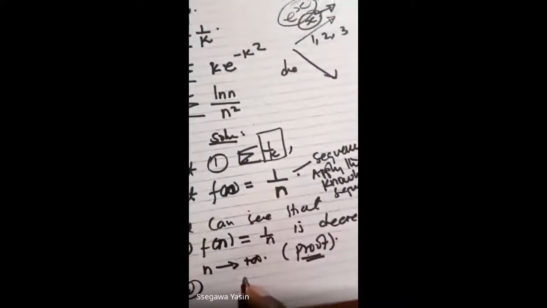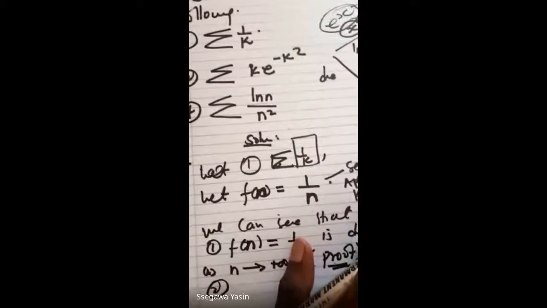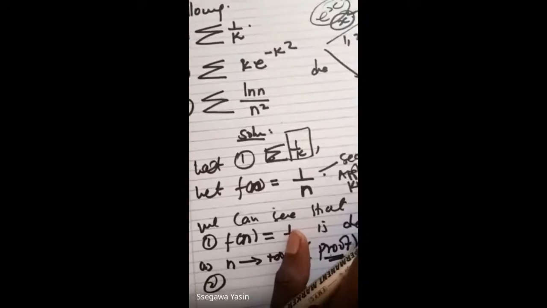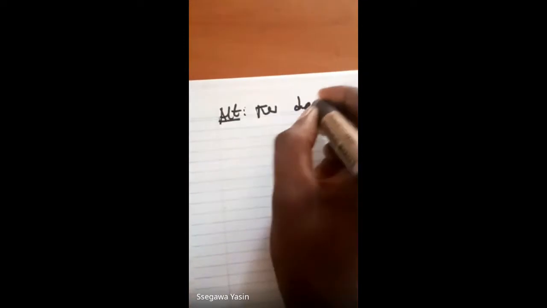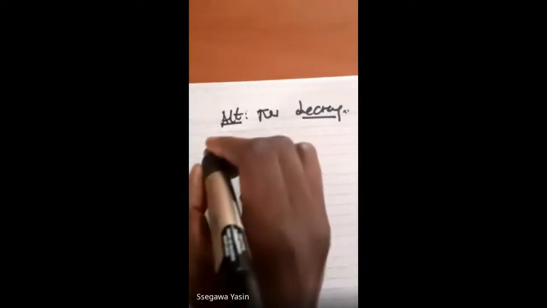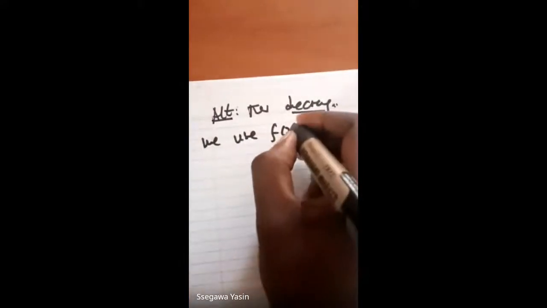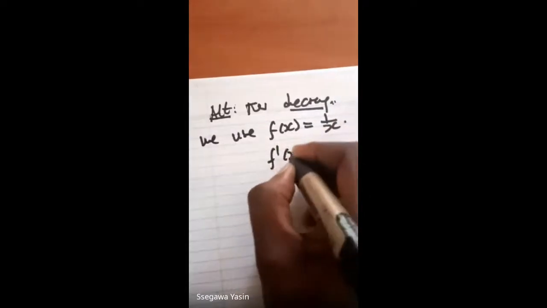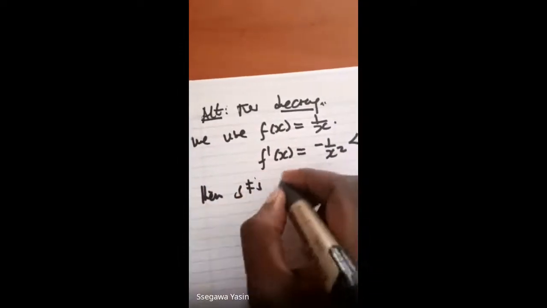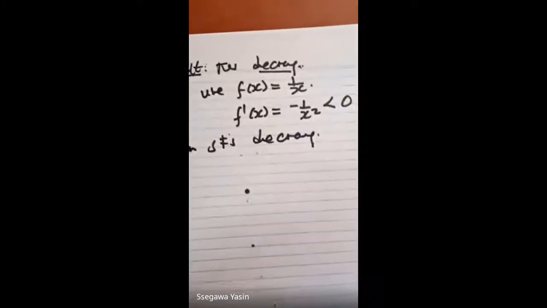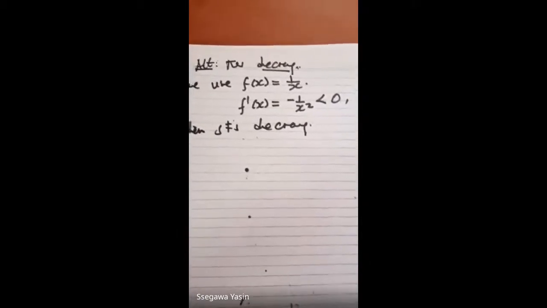We need to show what? Anyway, let me show you. But alternatively, you can also apply it for decreasing, because let me show you the one I want you to use. For decreasing, we use f of x equals 1 over x, the derivative equals negative 1 over x squared, which is less than 0. Then it's decreasing. That is the one we can use for now, because the other one will seem to be harder for you.